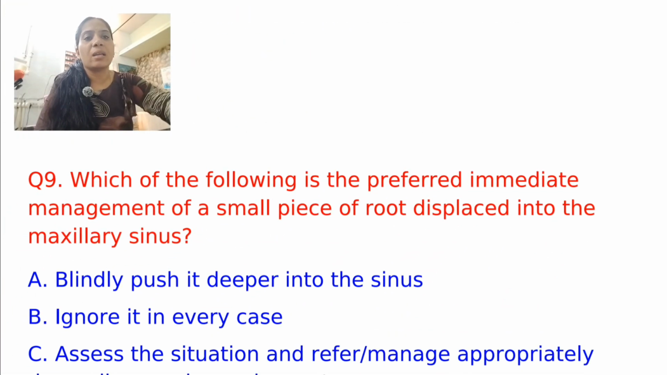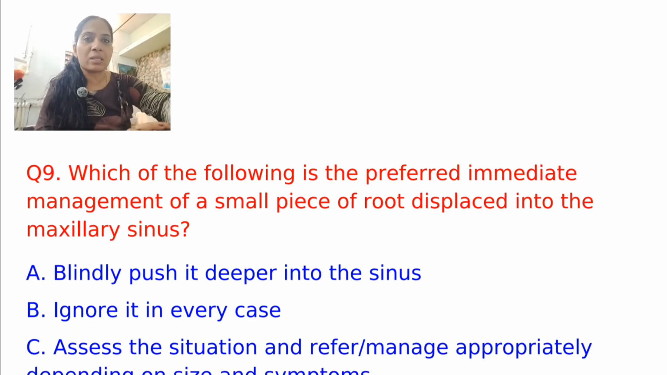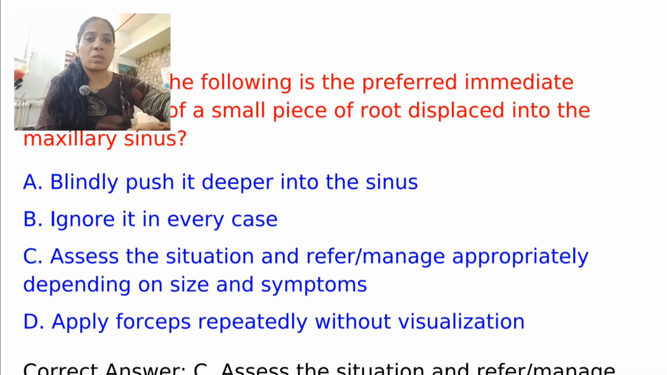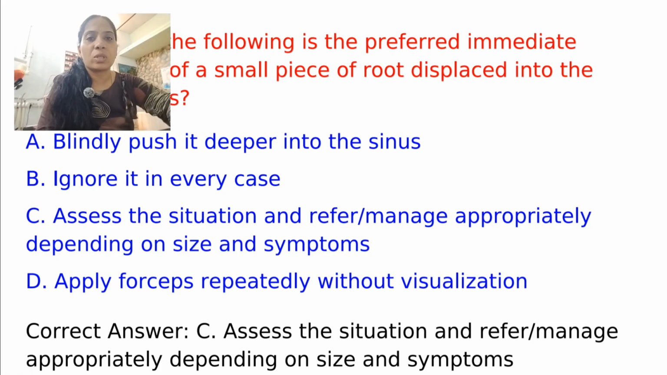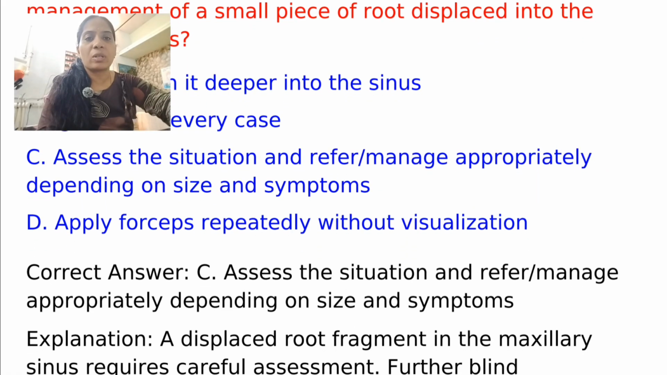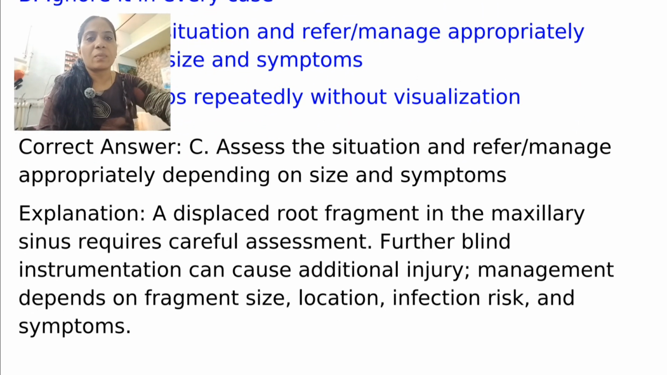Next question, question 9. Which of the following is the preferred immediate management of a small piece of root displaced into the maxillary sinus? Option A, blindly push it deeper into the sinus. Option B, ignore it in every case. Option C, assess the situation and refer or manage appropriately depending on size and symptoms. Option D, apply forceps repeatedly without visualization. And the correct answer is option C.